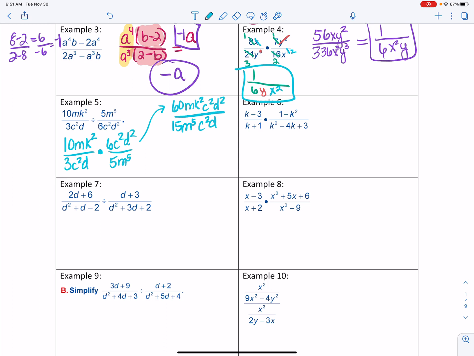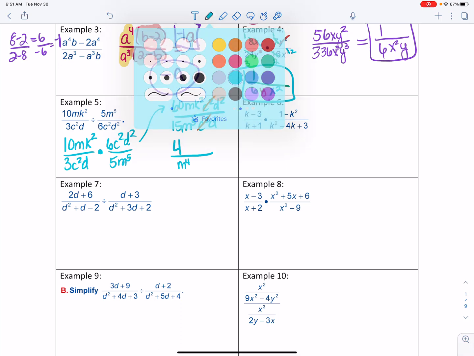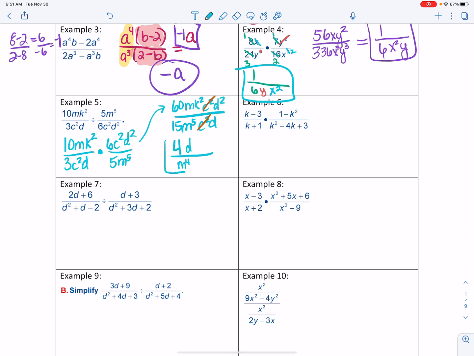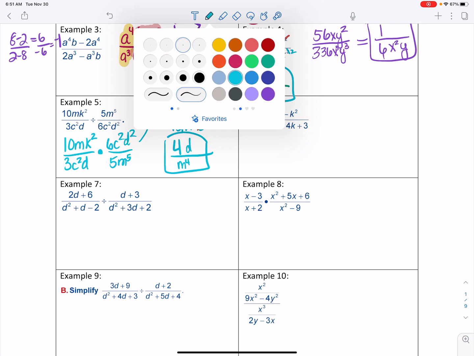So 15 goes into 60 4 times. You have an m on the top and 5 on the bottom, so that's 4 on the bottom. Your c squareds actually just cancel. Anything divided by itself is gone. And then you have a d left on the top because it's a d squared divided by a d, so you get this.